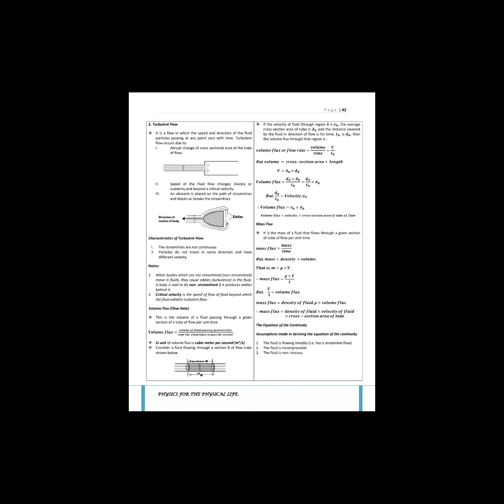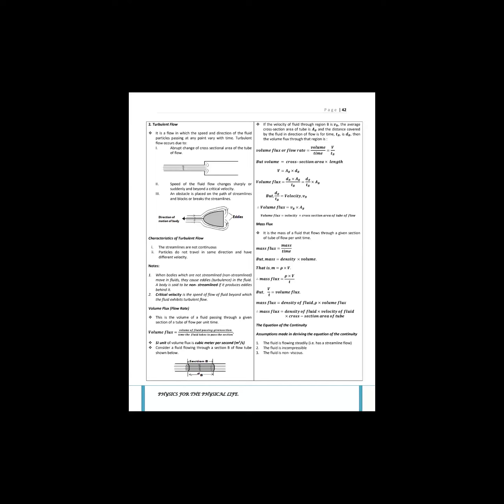We have characteristics of turbulent flow. You can see the streamlines are not continuous as compared to steady flow. The streamlines are not continuous. There is a point where they end and form eddies. Also, in turbulent flow, the particles do not travel in the same direction and have different velocities, because of different cross-sectional areas.